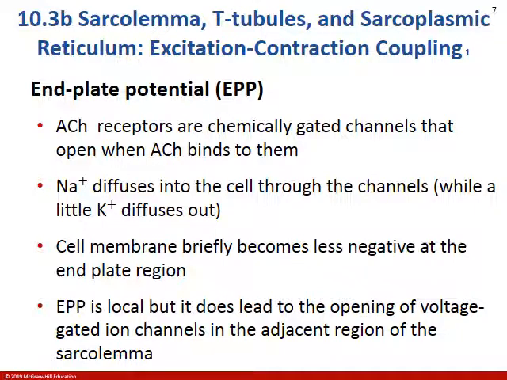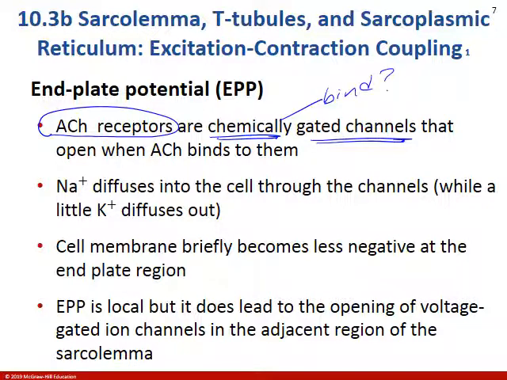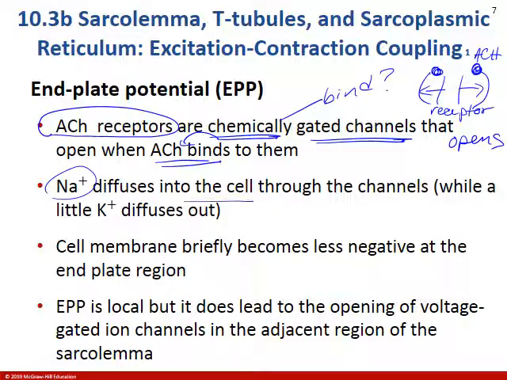So here's the wording for what we just looked at. The acetylcholine receptors are chemical gated channels. When I say chemical, that means a chemical has to bind to the receptor in order for it to open. So we have our acetylcholine receptor, and what binds to it? Acetylcholine. And what happens to this channel? It opens. Sodium is going to diffuse into the muscle fiber cell through the channel, and a little bit of potassium is going to diffuse out. I kind of call this leaky, right? A little bit of potassium is going to make its way out.